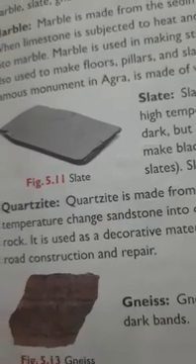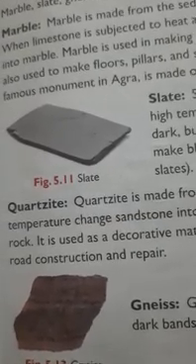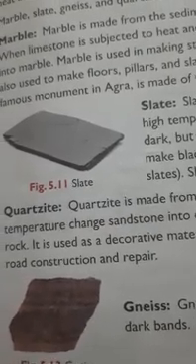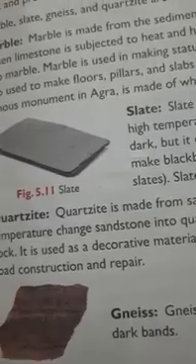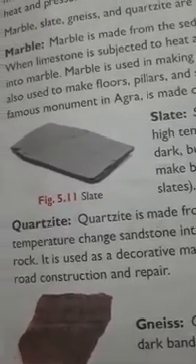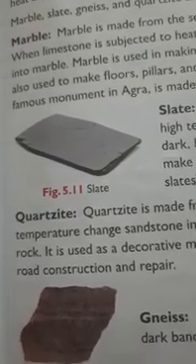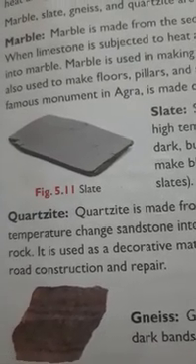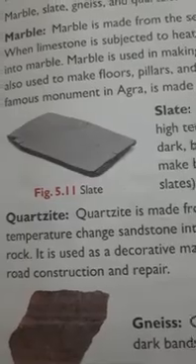Slate can be split into layers. It is usually dark, but it can be colorful too. Black slates are used to make blackboards and writing tablets also, also called slates. Slates are also used for paving floors and roof tiles.